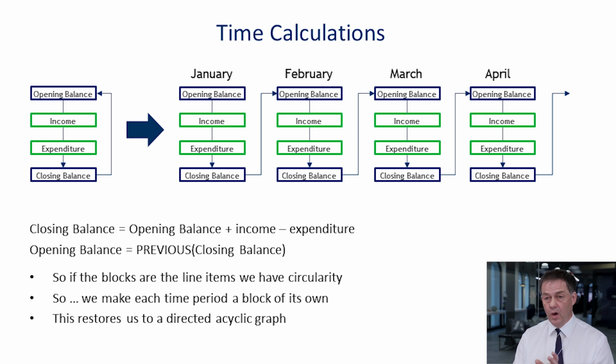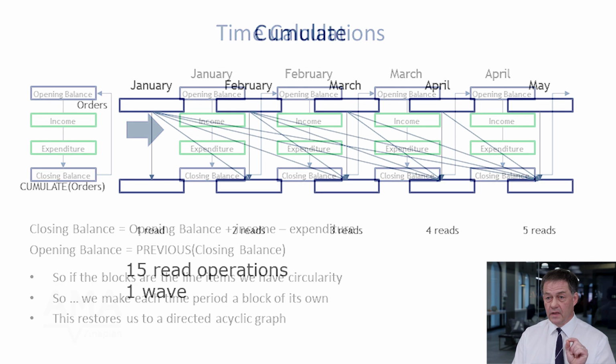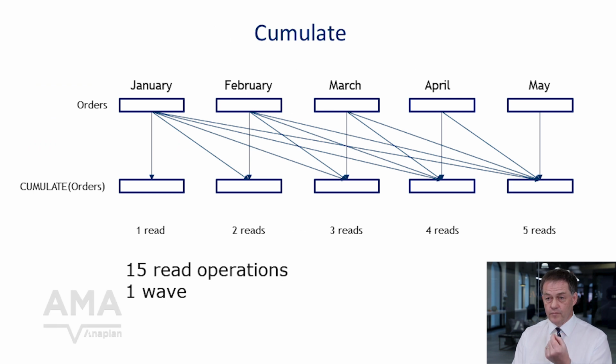Now, with one block per time period, if you look at the way Cumulate works, each block of a Cumulate result depends on all the previous blocks of its source line item.